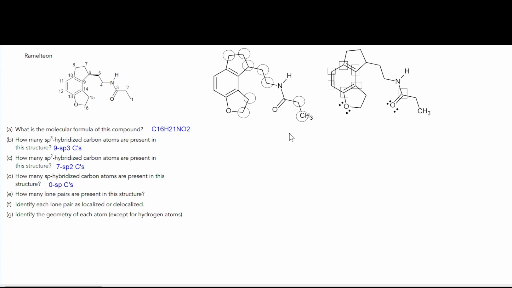The nitrogen would be expected to have 1 lone pair. So let's put up the nitrogen with a lone pair here. There is only 1 lone pair on a nitrogen. So we have 2, 3, 4, 5, a total of 5 lone pairs in this particular molecule.